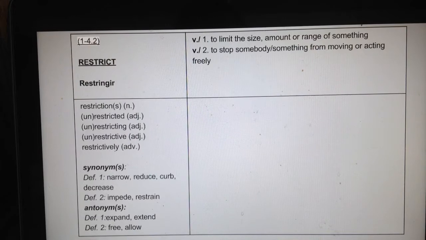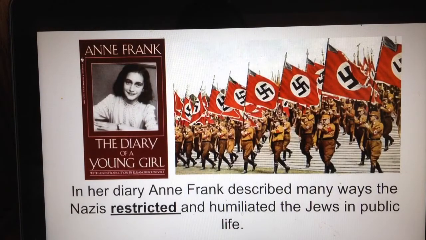Or, in your academic word sentence of the day, in her diary, Anne Frank described many ways the Nazis restricted and humiliated the Jews in public life. Most of you read The Diary of a Young Girl by Anne Frank in your English 1 class, and you know that over the years that the Nazis were in power, they were preventing the Jewish people from moving from city to city, and then forcing them to live in certain areas. So different ways that the Nazis restricted the Jews as well as humiliating them.